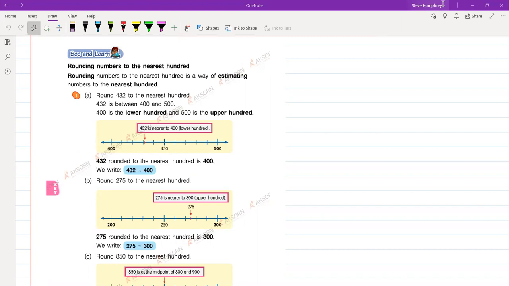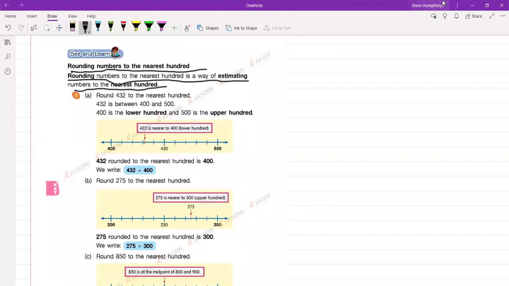So in your book, go to page 30. Rounding numbers to the nearest 100. Last time we rounded numbers to the nearest 10. Now we're going to round to the nearest 100. It's very similar. Rounding numbers to the nearest 100 is a way of estimating numbers to the nearest 100.